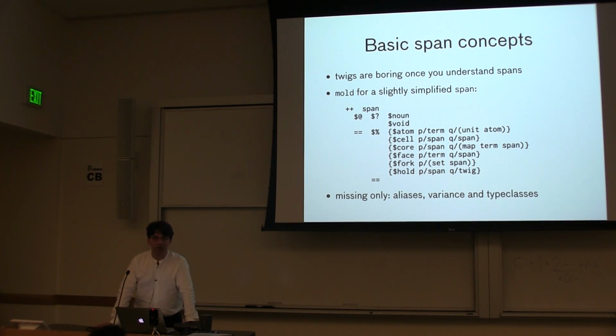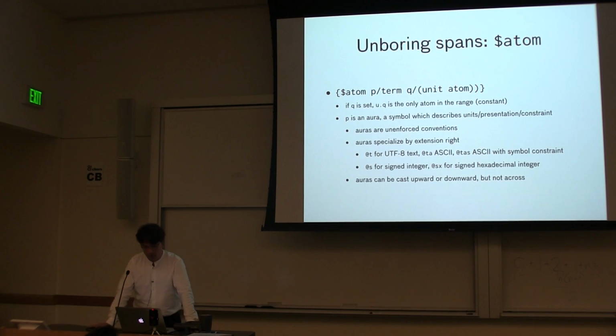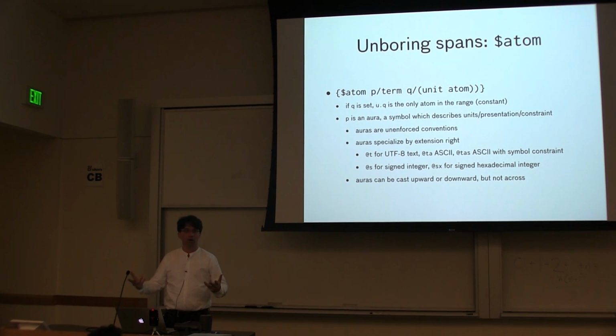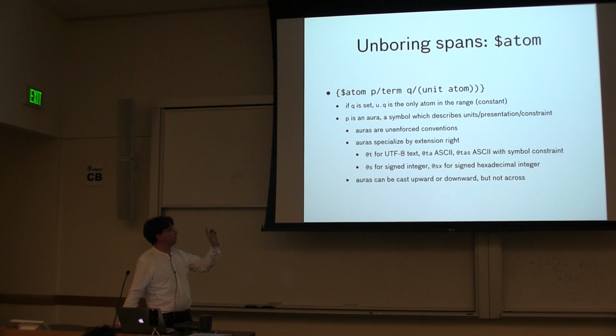Those are the simple ones. Let me get to the non-boring spans, atom and core. So atom is just an atom. Slightly non-boring in that you can say this could be any atom, or you could say this could be a constant. The unit there is Hoon's equivalent of maybe. And if that's set, then this is just a constant atom.